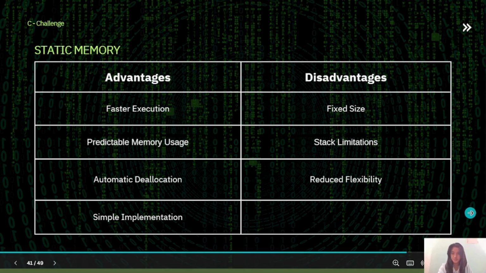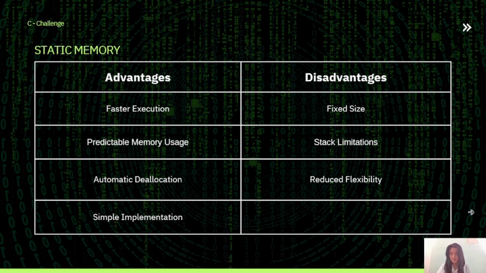Number one, faster execution. Since memory is allocated at compile time, the allocation and deallocation processes are quicker compared to dynamic memory allocation. This reduces runtime overhead, resulting in faster program execution. Number two, predictable memory use. The size and location of the memory are determined at compile time, making it easier to predict and manage memory usage. This predictability is especially beneficial in systems with limited memory resources.